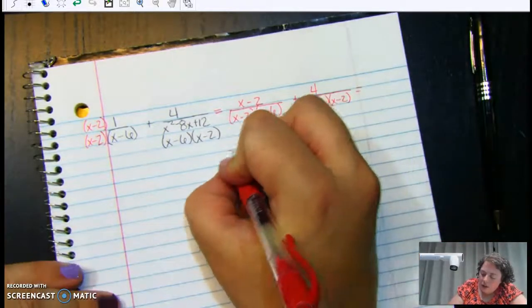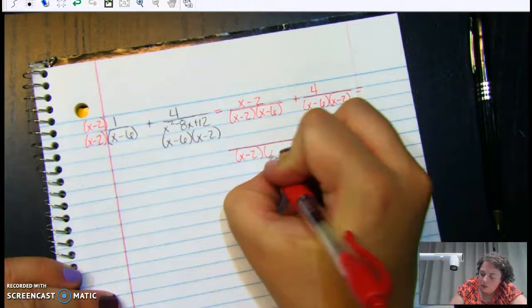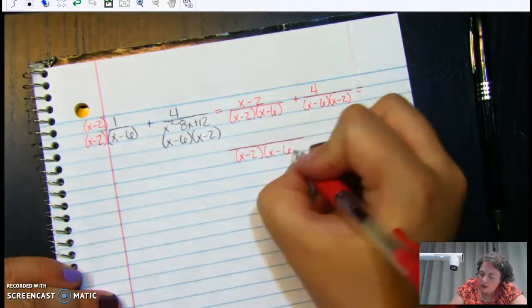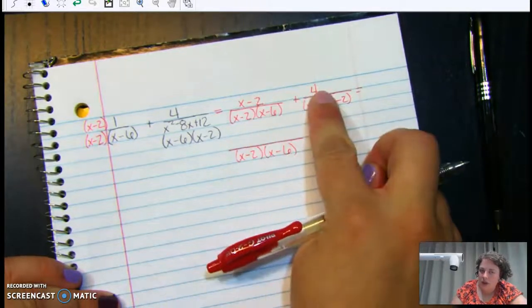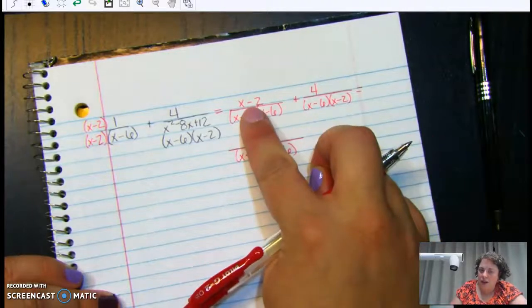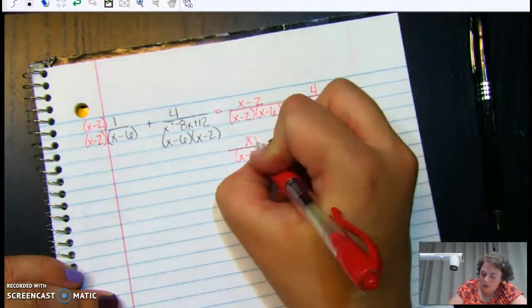Okay, your common denominator only needs to be written once. And you can do the math because you know what you're doing. So you've got negative 2 plus 4, that'll be positive 2. So I've got x plus 2 on top.